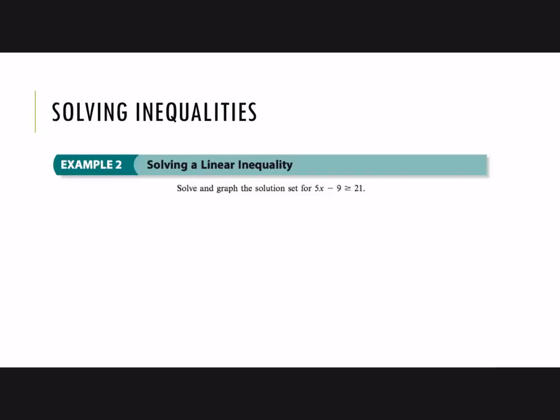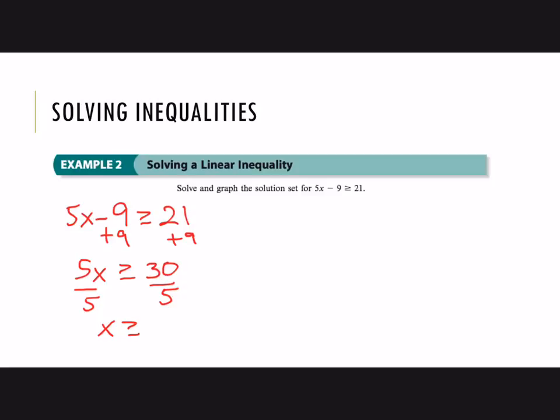With those properties, we'll move forward and do some examples of solving inequalities. Let's start with 5x minus 9 is greater than or equal to 21. If you just proceed as you would with a linear equation, the first thing you would do is add 9 to both sides. Then you would get 5x is greater than or equal to 30. Next you would divide both sides by 5, and you would get x is greater than or equal to 6.